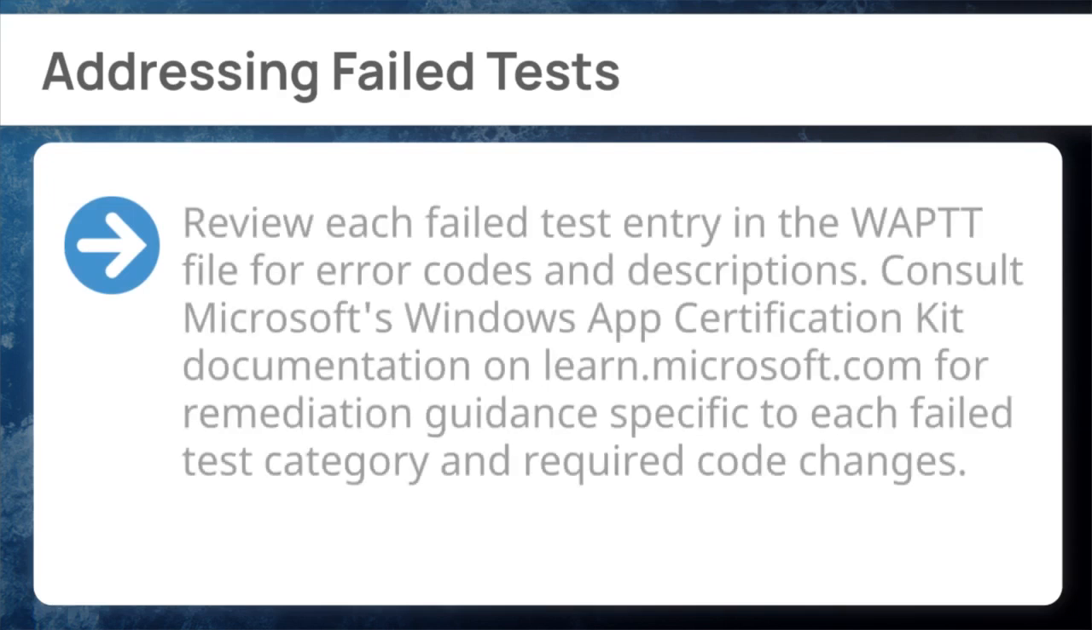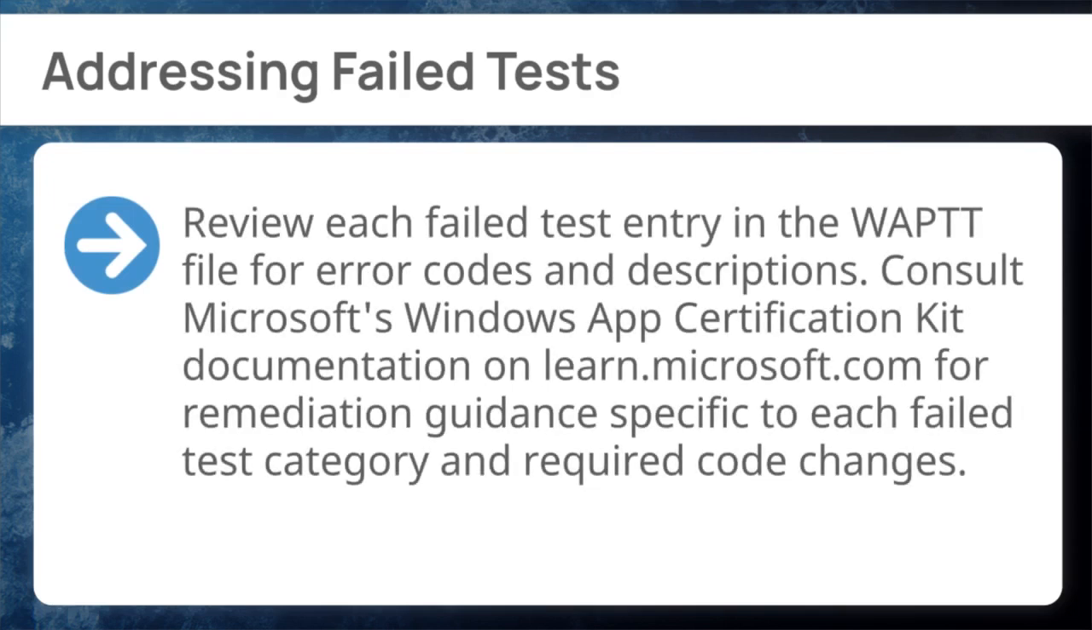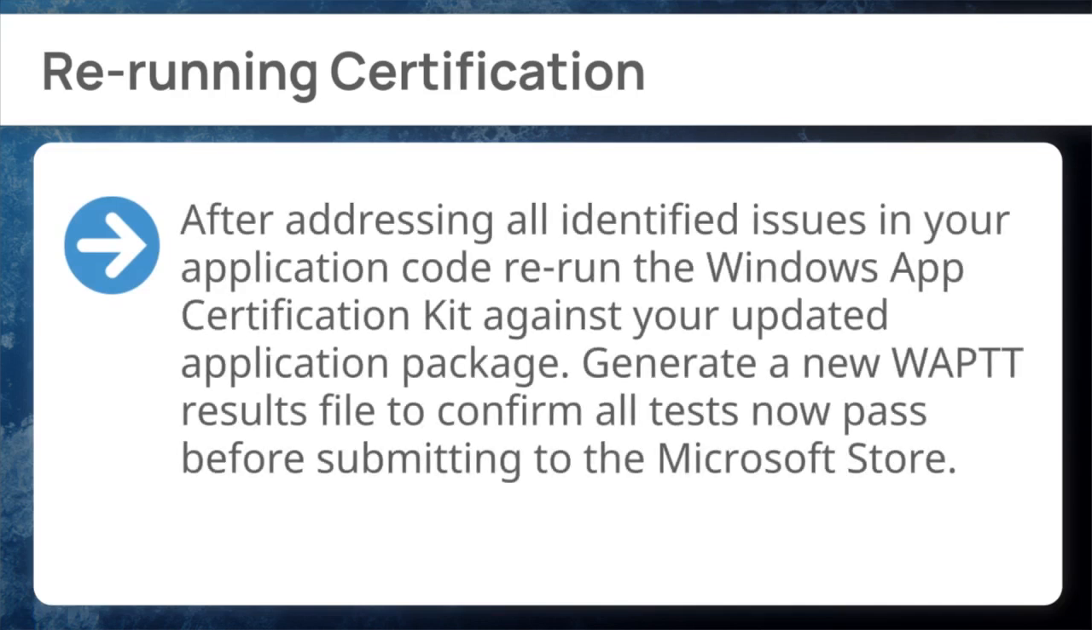Next, addressing failed tests. Review each failed test entry in the WAPTT file for error codes and descriptions. Consult Microsoft's Windows App Certification Kit documentation on learn.microsoft.com for remediation guidance specific to each failed test category and required code changes. Finally, rerunning certification.